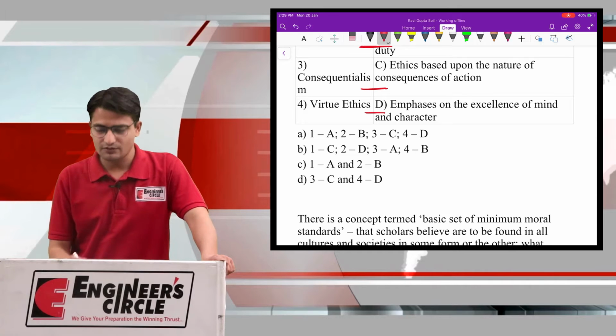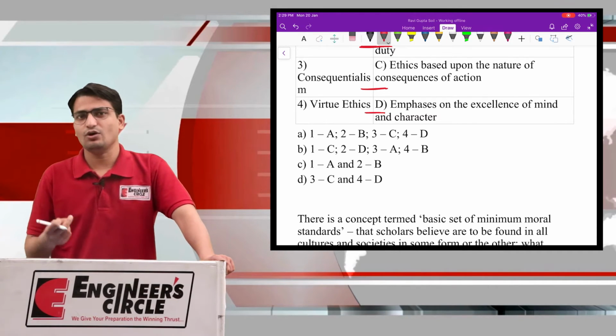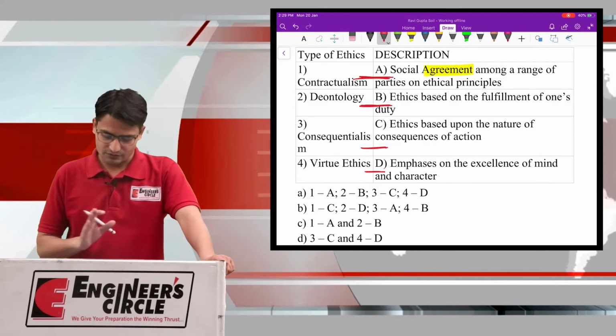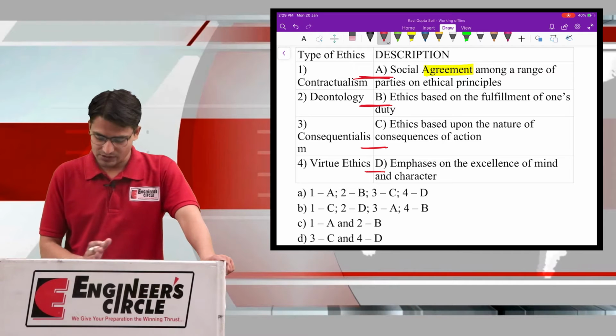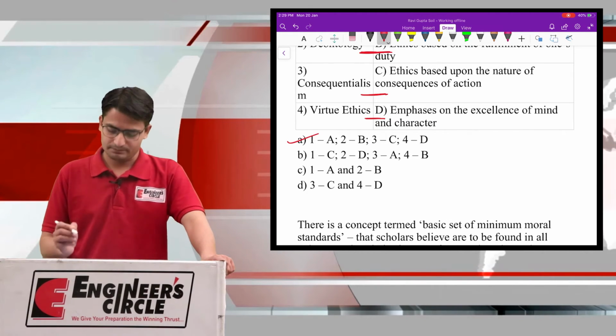A person must be a virtuous person. If the person is virtuous, then his action will automatically be ethical action. So they are directly related to each other. So 1A, 2B, 3C and 4D. The correct answer would be A option.